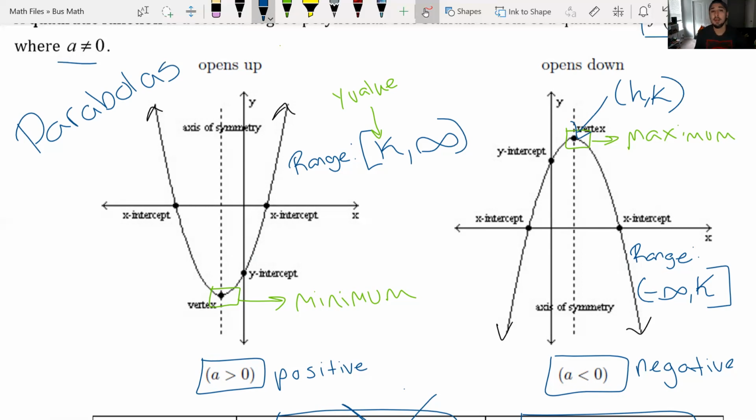All right. Those are the characteristics of a parabola. One that opens up, one that opens down.